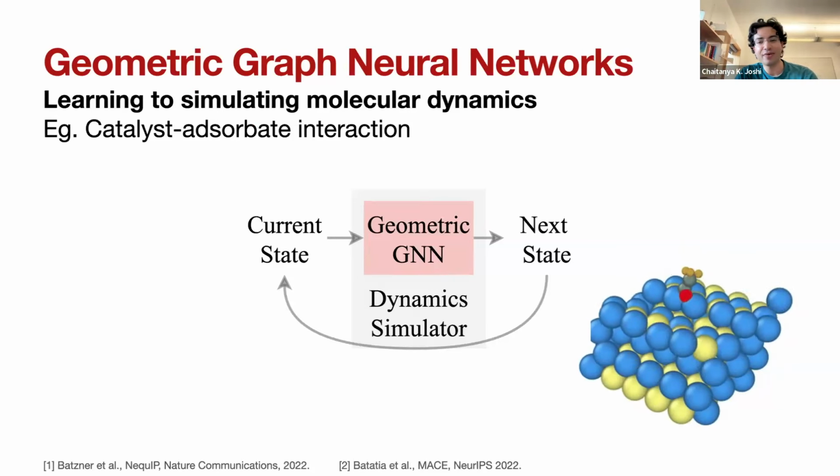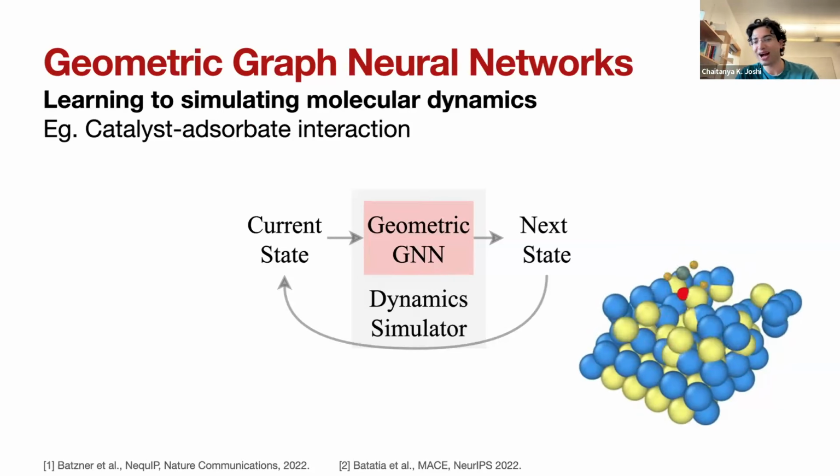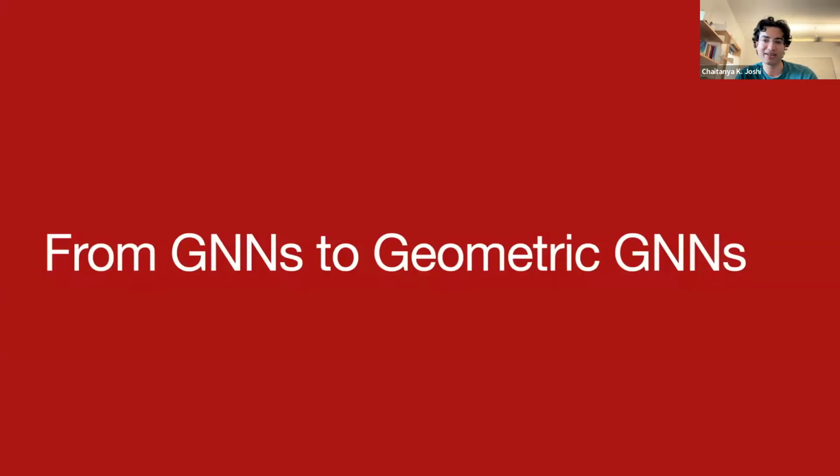And we'll dive into some background on how to build them in this talk. So the first step is to transition from normal GNNs to geometric GNNs. Again, I'll be very quick just because I know this is a specialized audience.